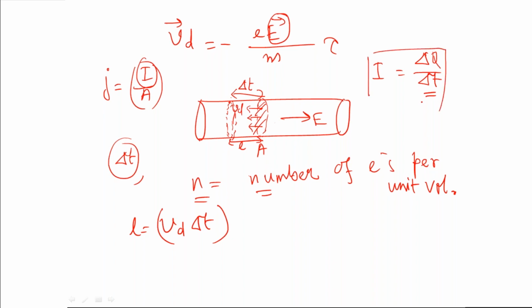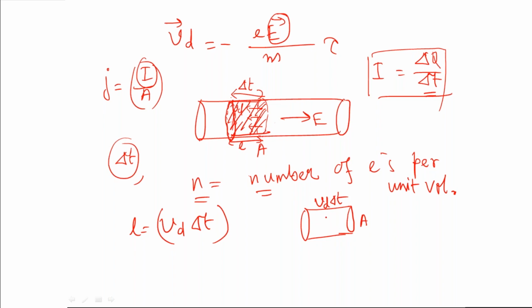Okay, so let us see how I can do this. The total number of electrons which are moving or crossing this area in delta t time will be the area times, sorry, volume. The electrons which are crossing this volume, that means this is my small cylinder, which has a length vd into delta t, and this has area of cross section A.